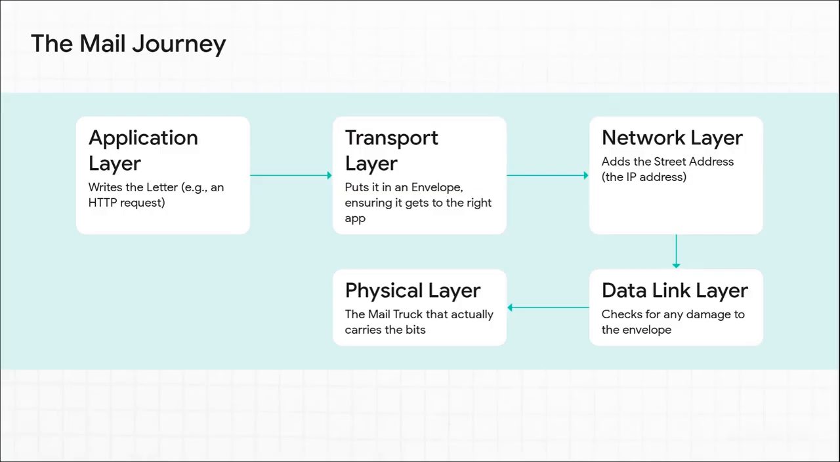Okay, let's follow our letter's journey. It all starts at the top, in the application layer. That's your web browser writing the letter, basically creating the request for the video. Next, the transport layer puts it in an envelope, making sure it's addressed to the right application, like the video player. Then the network layer slaps the full street address on it, the server's IP address. After that, the data link layer is like the local post office, doing a final check for any errors. And finally, the physical layer, that's the mail truck, the actual wires and cables that carry the message across the world as bits of data. See? Each layer has its part to play.